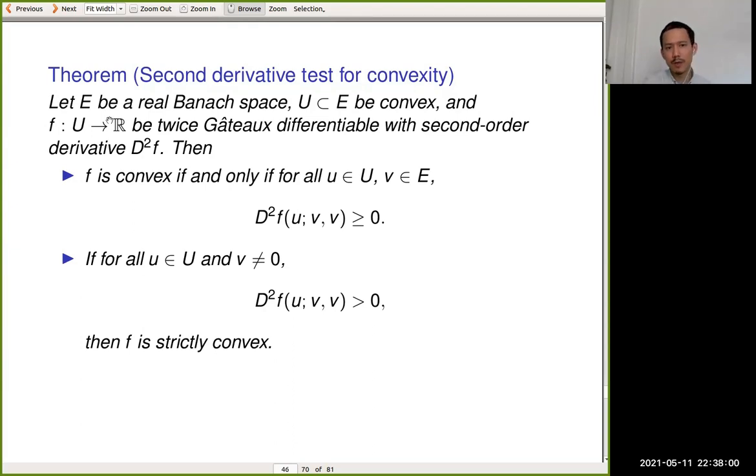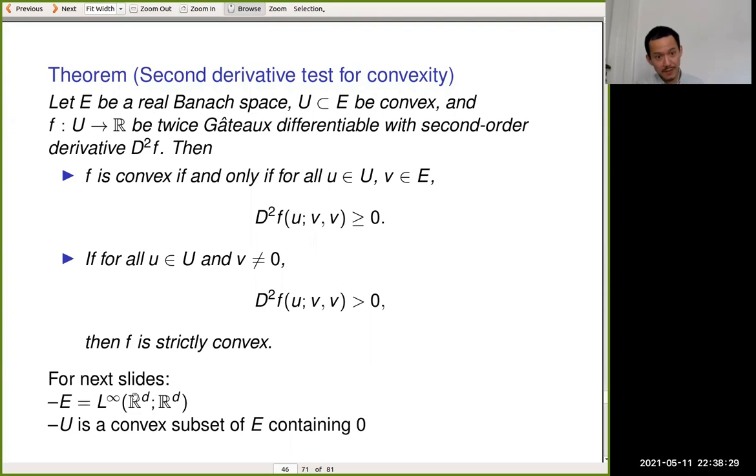So now E is a real Banach space. U is a non-empty convex subset of E. And if F is a twice Gateaux differentiable function from U to R with second order derivative D2F, then F is convex if and only if its second derivative is always non-negative for any directions that you put. And if it's strictly positive for all non-zero V, then your function F is strictly convex. And this is what we're going to use in the next few slides.